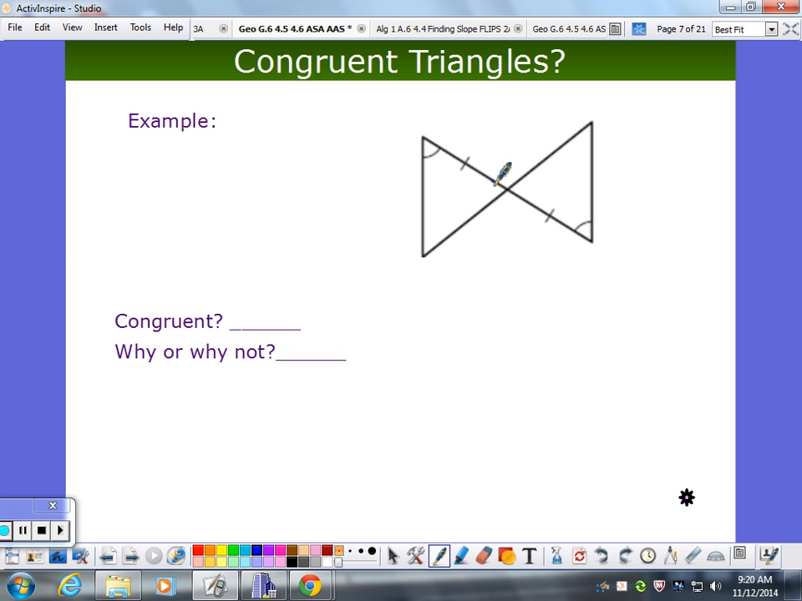Immediately, you have to get in this habit. Oh, look, vertical angles, let's mark them. All right, anything else I know? Nothing I can figure out. Do I have enough information for congruent triangles? Julie says yes. How come? Angle, side, angle.